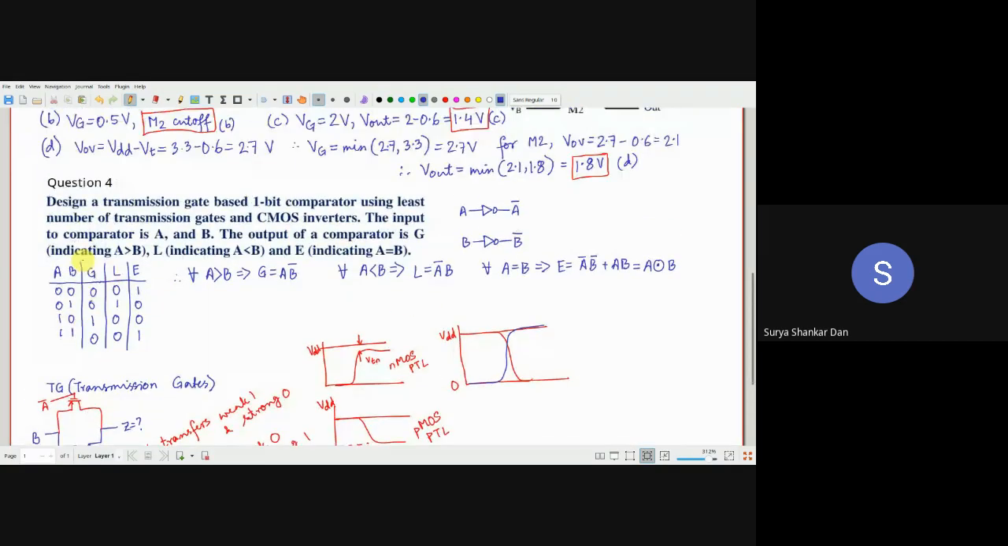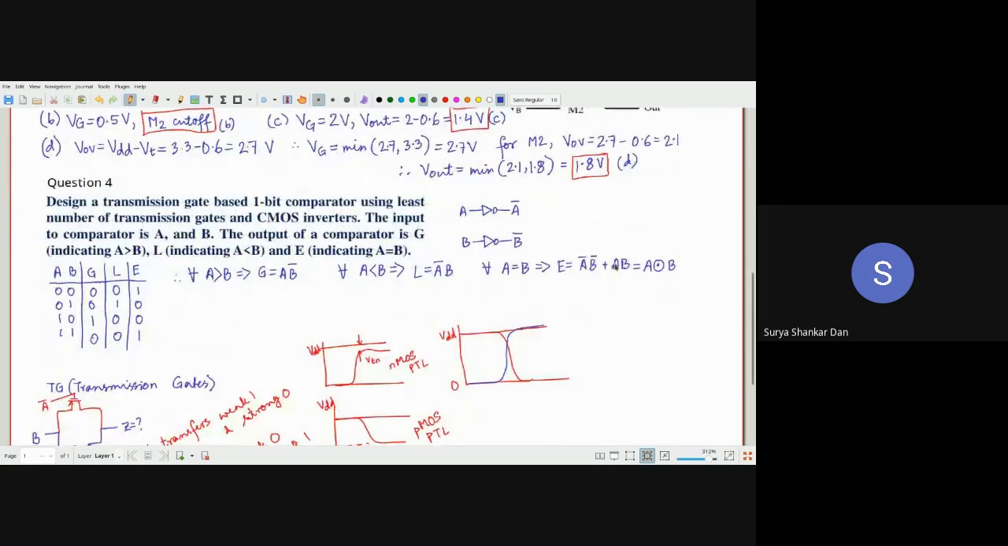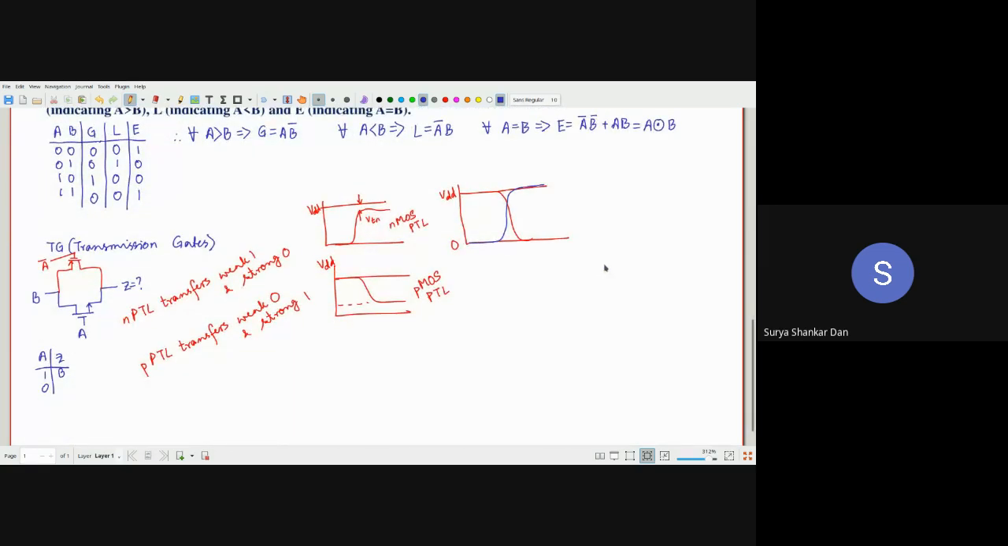The last problem, क्या होगा? यहाँ पर हमने क्या बताया था? This M2 will be cut off and voltage over here will be stuck at the previous value. Yes, M2 वाला cut off वाला जो problem मैंने बताया था, correct ना? It is going to remain latched.